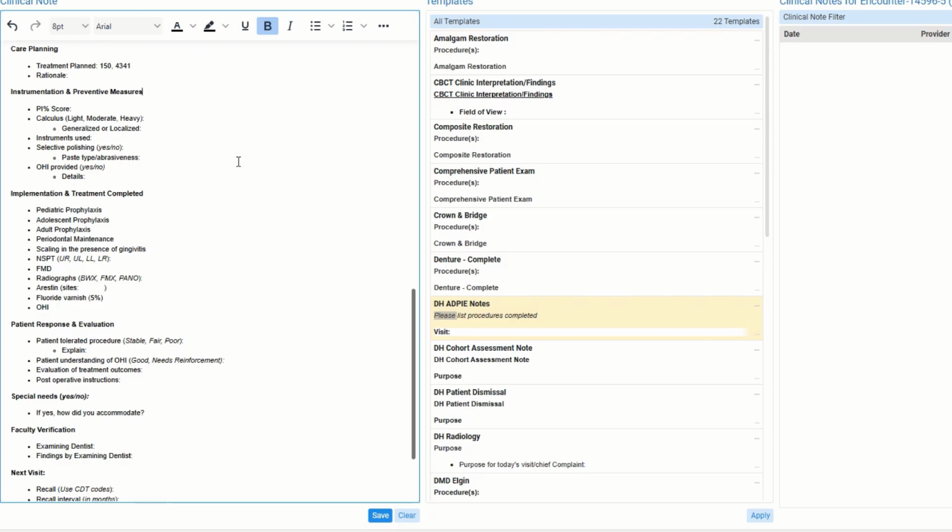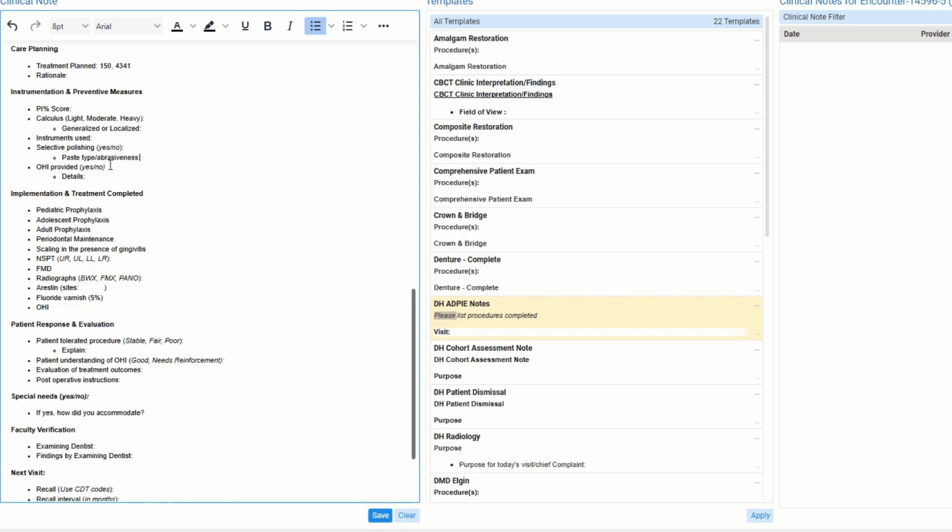I'm not super pleased that we have selective polishing. We do not recognize selective polishing, so I would like to delete this. I don't know how easy that's going to be, but let's get rid of it. And polishing, yes. What kind of prophy paste did you use? What was the abrasiveness? Was it fine? Was it medium? Was it coarse?